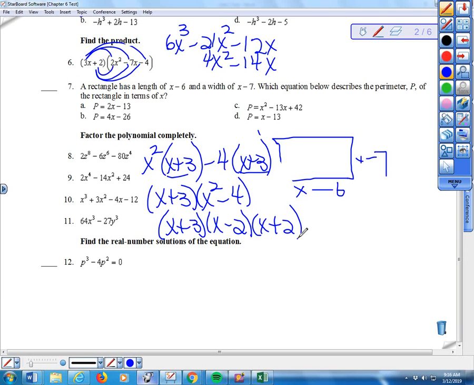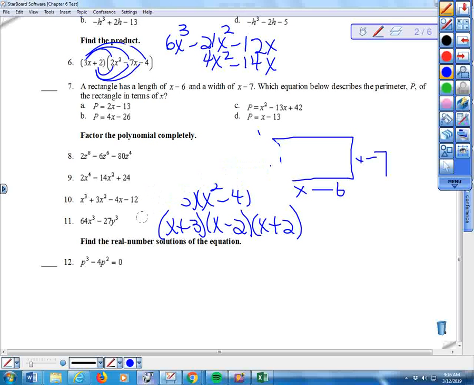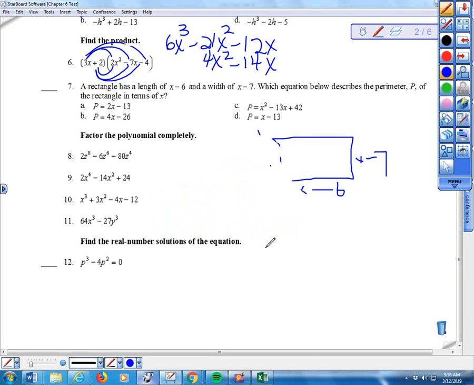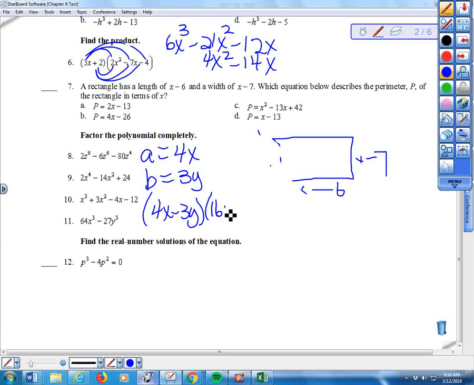Okay, next one, I see cubes. I'm going to think difference of cubes. So to do this one, I have to identify a and b. A is 4x. B is 3y. It's just the cube root of both. So I say 4x minus 3y, just using the poster. 4x squared is 16x squared, plus 12xy, plus 9y squared. And that's it. I just used the formula on the wall.